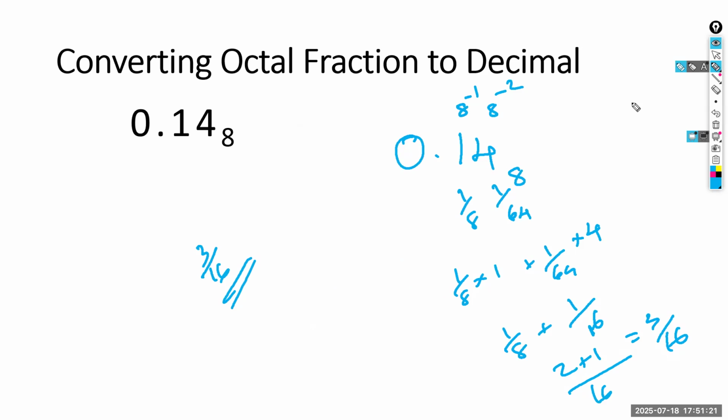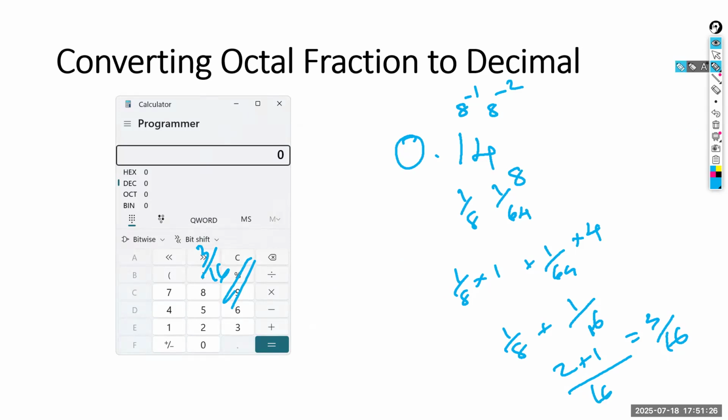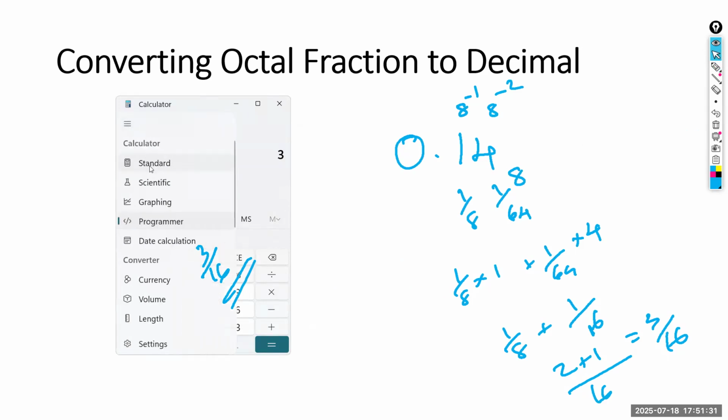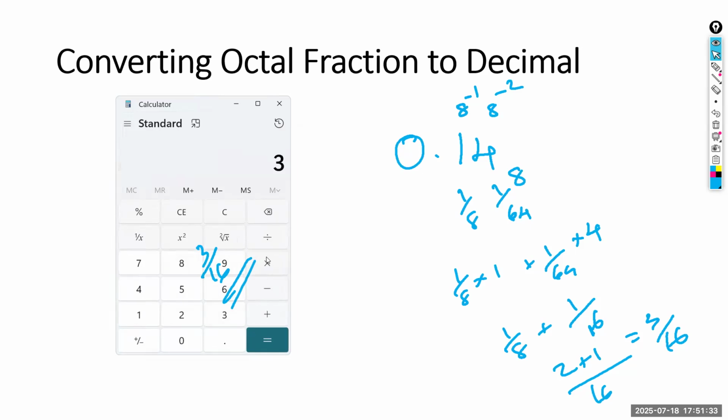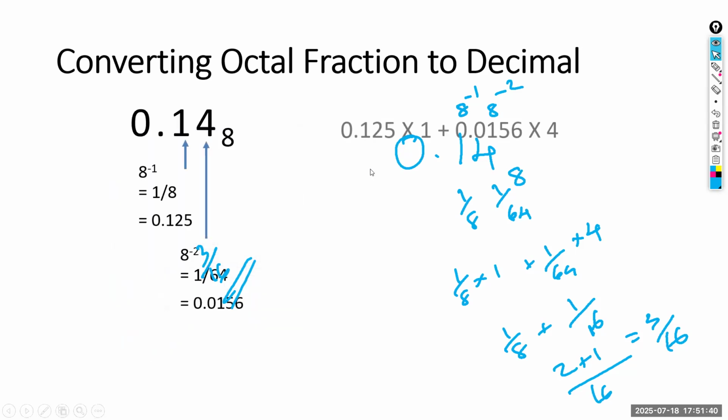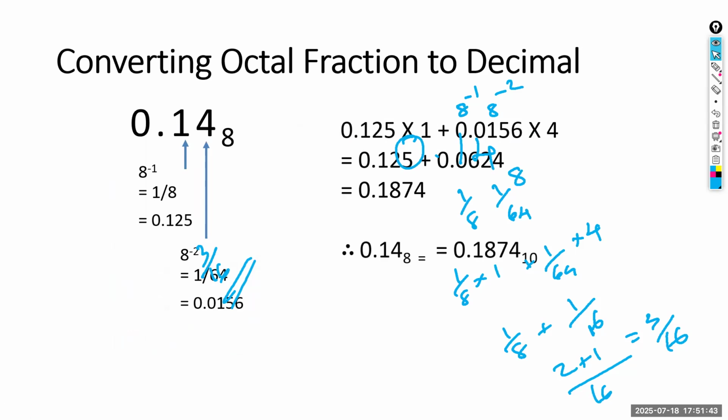If it is 3 divided by 16, I will quickly use a calculator just to double check the answer. 3 divided by 16 is 0.1875. It depends on the accuracy you go for. So that is how you convert.